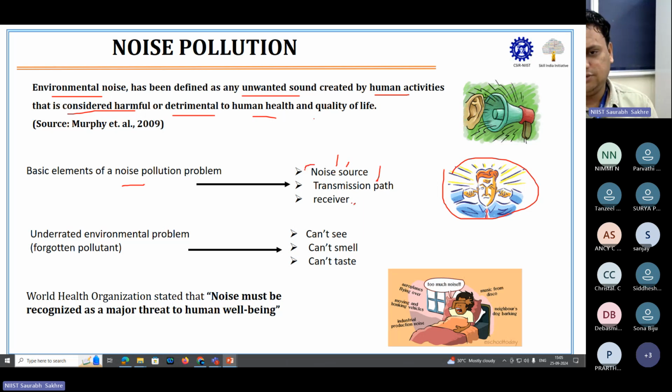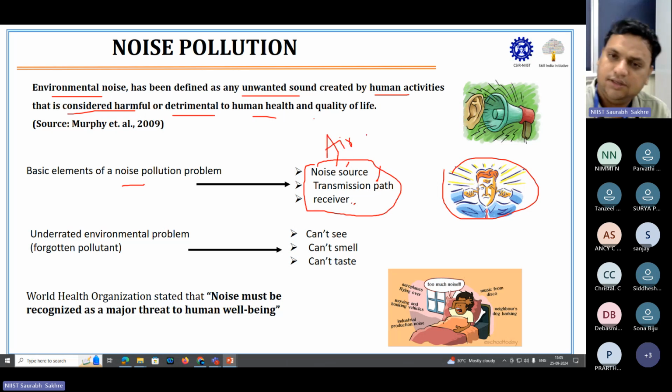Now, one thing you should understand is that noise is also kind of air pollution only, because the medium is air. Our human ears are always in the air only, whether we are sleeping or doing anything. So the medium of noise is air only, and many times noise is also considered as part of air pollution.